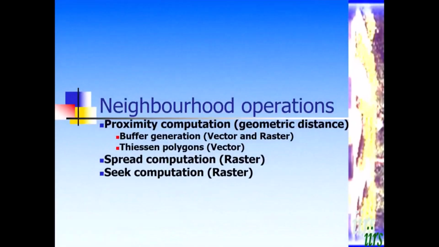Now I will talk quickly about the neighborhood and connectivity operations. There are various methods to do proximity calculation using buffer generation and Thiessen polygons. The Thiessen polygon is based upon an algorithm called Delaunay triangulation, which divides the data in a specific manner using the Delaunay criteria. And then there are seek and spread kinds of functions.